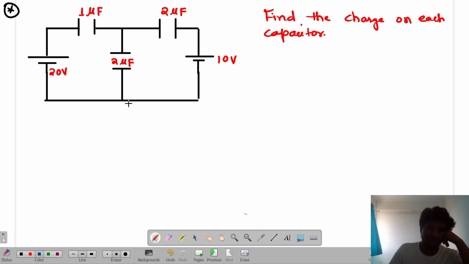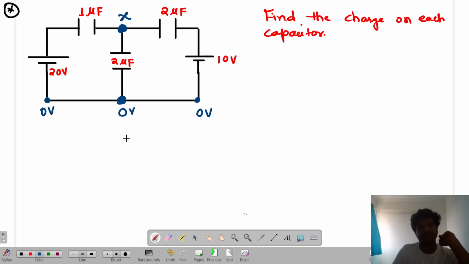Now identify the junction. Junction means more than two wires, isn't it? This is one of the junctions. These are two equally placed opposite junctions or not. Then I consider one of the junctions to be grounded. Grounded means it will have zero potential. Then this end will also have zero potential, and this end will also have zero potential. And the other junction point has X potential, isn't it?